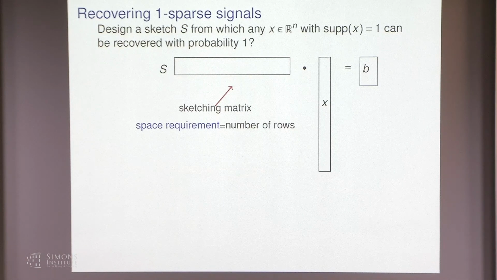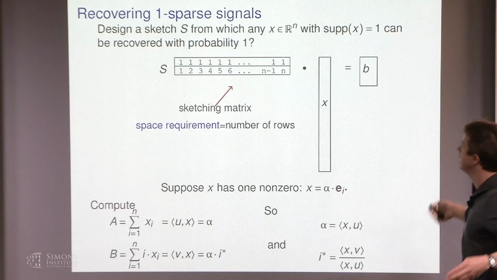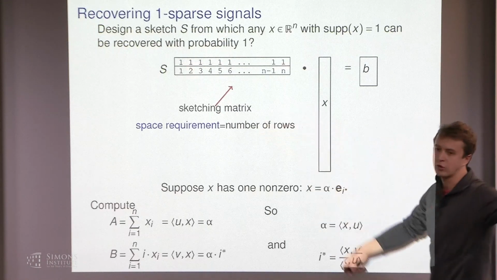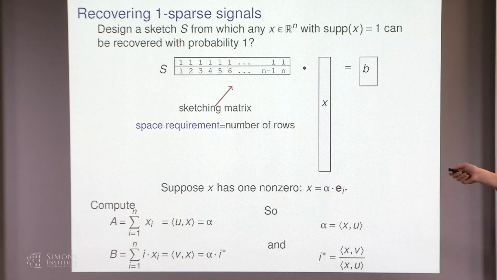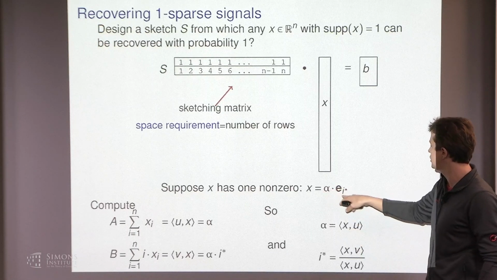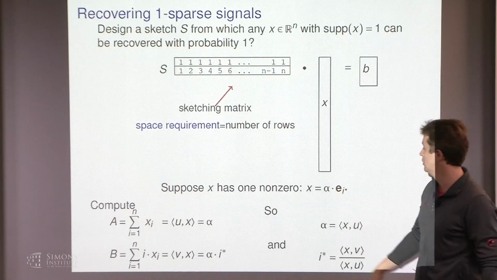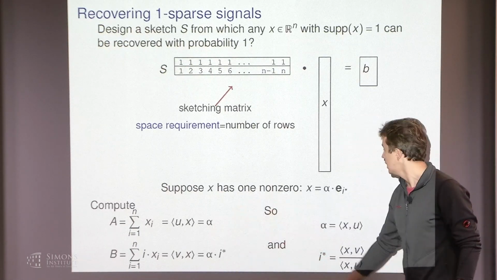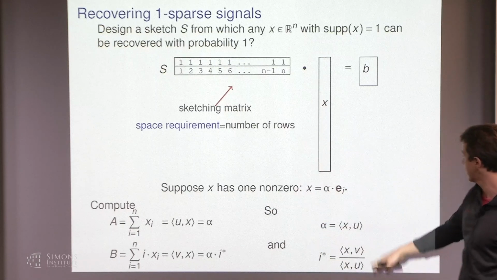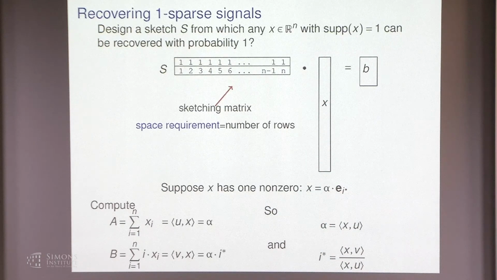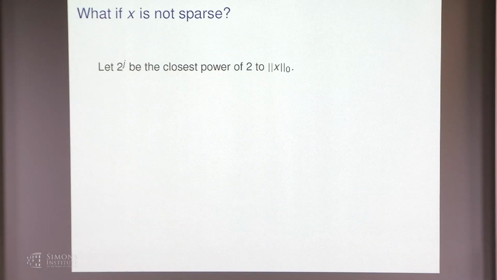I said that if x is 1 sparse, then I can reconstruct x just from dot products with 2 rows of a sketching matrix. Let me tell you how. The 2 rows are one row with just all ones, and the other row with 1, 2, 3, 4, 5 through n. If x has a single non-zero, then x is just the coordinate vector in some direction i star times a coefficient. So it's not hard to see that I can read off the coefficient from the first dot product, and I can read off the direction, the index, from the second dot product.